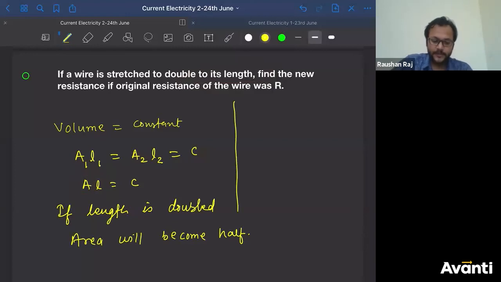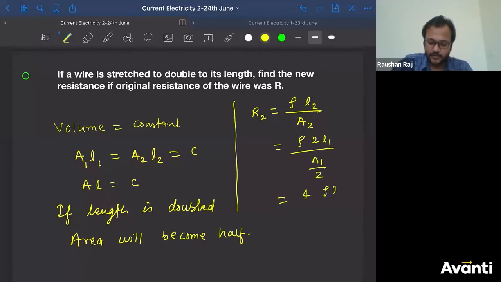तो लिखते हैं फिर इधर R2 will be equal to rho, which will remain same because if you stretch it, the material is not going to change, तो rho का rho रहेगा, into L2 divided by A2. So I will write this as rho into 2L1 divided by A1 by 2. So I'll write this as 4 into rho L1 divided by A1. Initially, when length was L1, area is A1. What is the resistance? So original resistance was R. So I can write this as 4 into R. R2 is what? 4 into R.